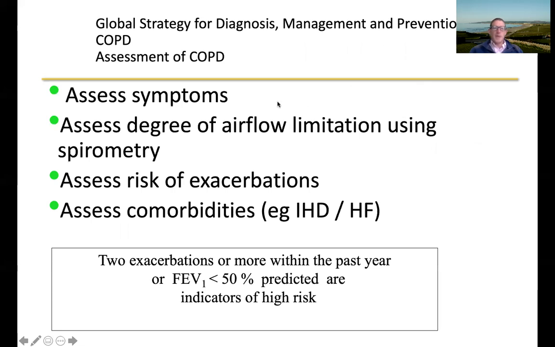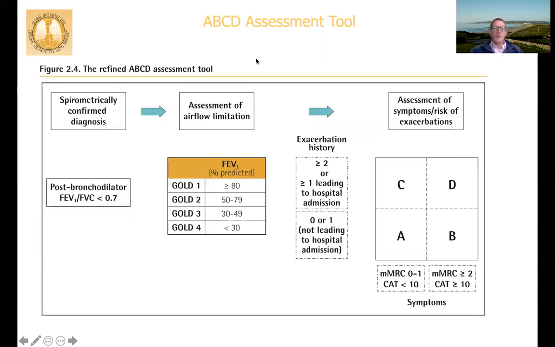The management and assessment of airflow obstruction is defined by the GOLD strategy, Global Strategy for Diagnosis, Management, and Prevention of COPD, abbreviated to GOLD, G-O-L-D. You should assess the symptoms, assess airflow obstruction with spirometry, ask about exacerbations, and ask about smoking-related comorbidity, ischemic heart disease, or heart failure. Patients who've had 2 or more exacerbations within the past year, or who have lung function less than 50% predicted FEV1, are indicators of high risk. And this is known as the GOLD assessment tool.